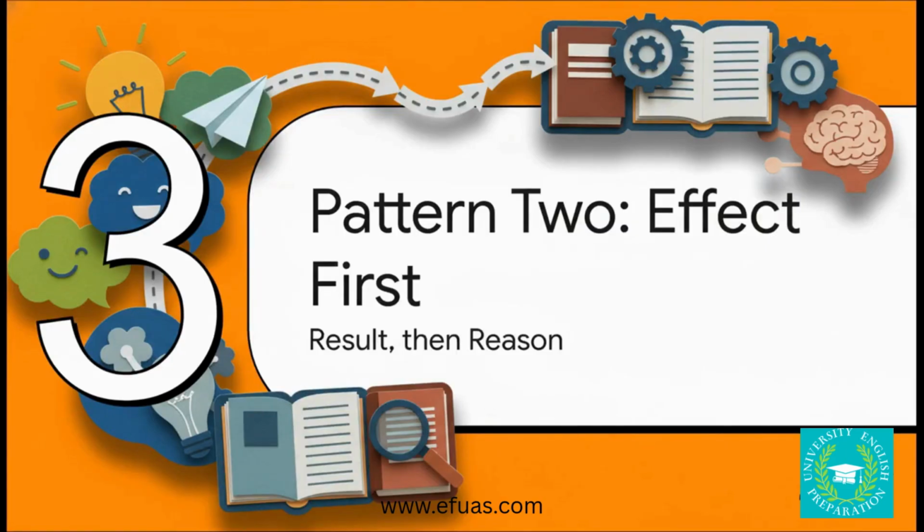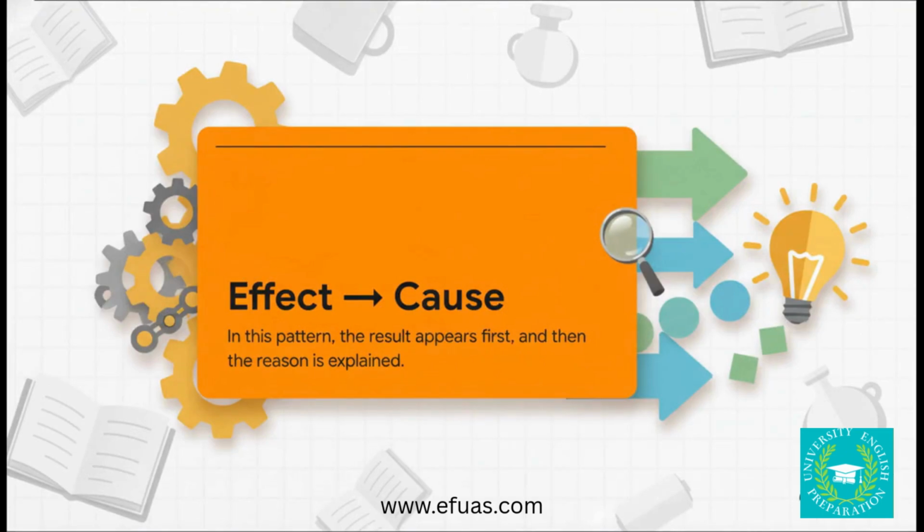Okay, but what if you want to switch things up? What if you want to lead with the result? Well, that's where pattern two comes in, and it basically flips the whole thing on its head. You kick things off with the effect, the outcome, and then you circle back to explain why it happened. So yeah, the structure is just reversed. Effect first, then the cause. And this is a really powerful move, especially when you want to hit your reader with an important finding right at the start of the sentence.